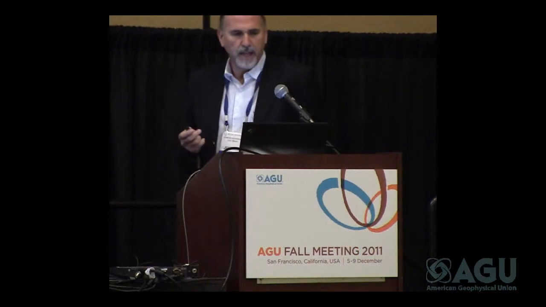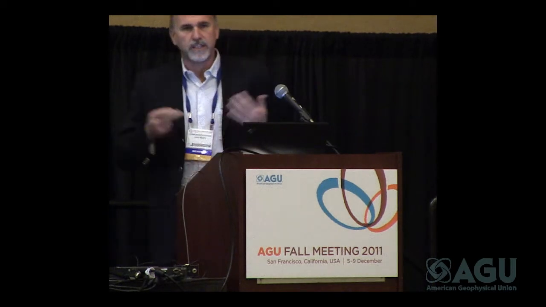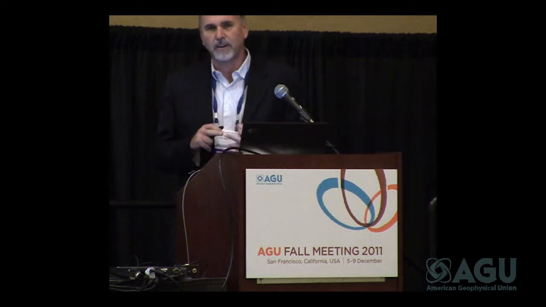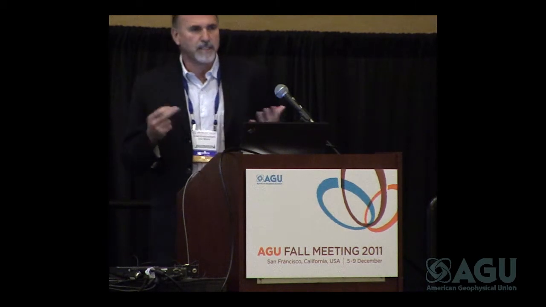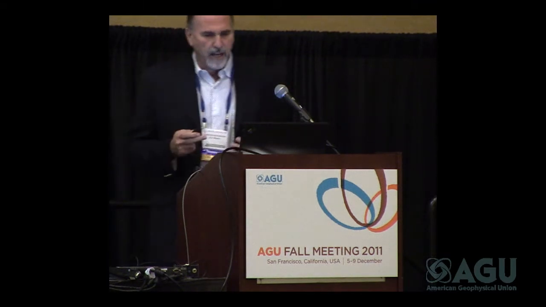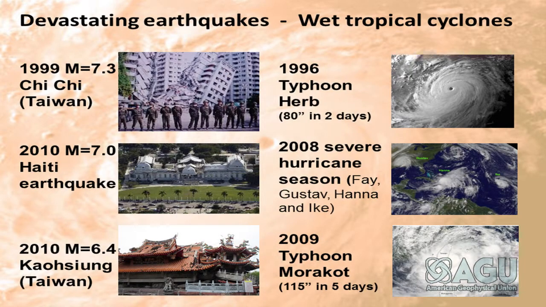Our study shows that very wet tropical cyclones, and tropical cyclone is a generic name for both hurricanes and typhoons and cyclones. All of them are basically the same phenomena, but different part of the world, they call it differently. So the name is cyclone. Can trigger earthquakes, and so that's why it's called trigger disaster, because the cyclone itself is a disaster.